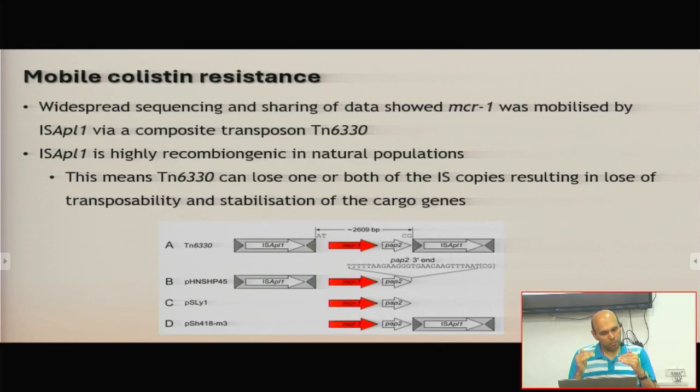Below in the picture you can see ISApl1 flanking the MCR-1 gene. The MCR-1 gene is in red, and on the side you can see the insertion element, right? So that is a composite transposon, and you will learn about that in the next slide. It can go and put itself in the chromosome, then it can excise one portion of it, and it can do all sorts of things. It can also be present on plasmids as well.